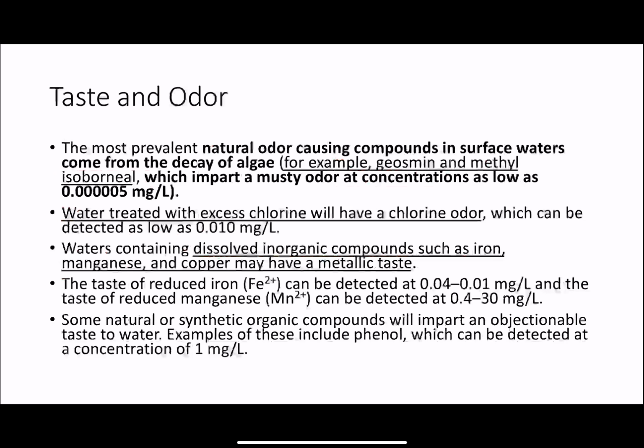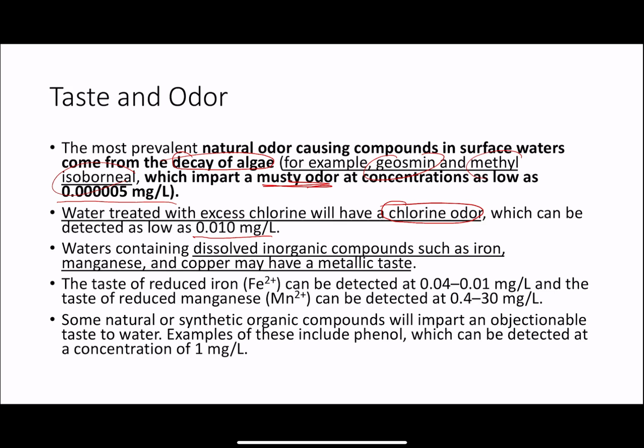Next one, taste and odor. The most prevalent natural odor-causing compound in surface water comes from the decay of algae. For example, this decay of algae will produce geosmin and methylisoborneol, which impart a musty odor at concentrations as low as 0.000005 milligram per liter. Very low concentration, this musty odor. Water treated with excess chlorine will have a chlorine odor too. If you put too much chlorine in water for disinfection, you'll have a taste and a smell that comes from chlorine, which can be detected as low as 0.01 milligram per liter.